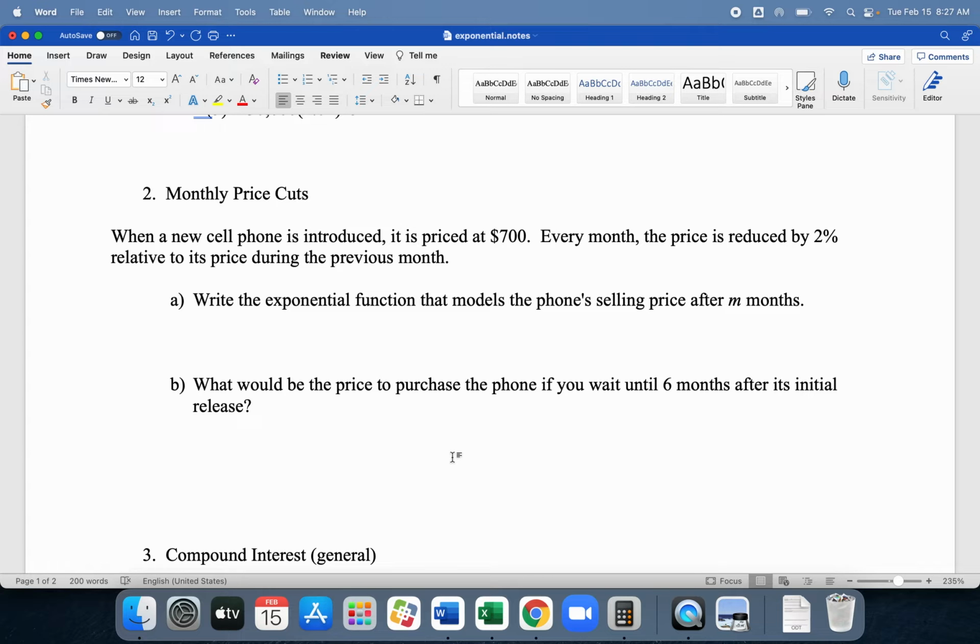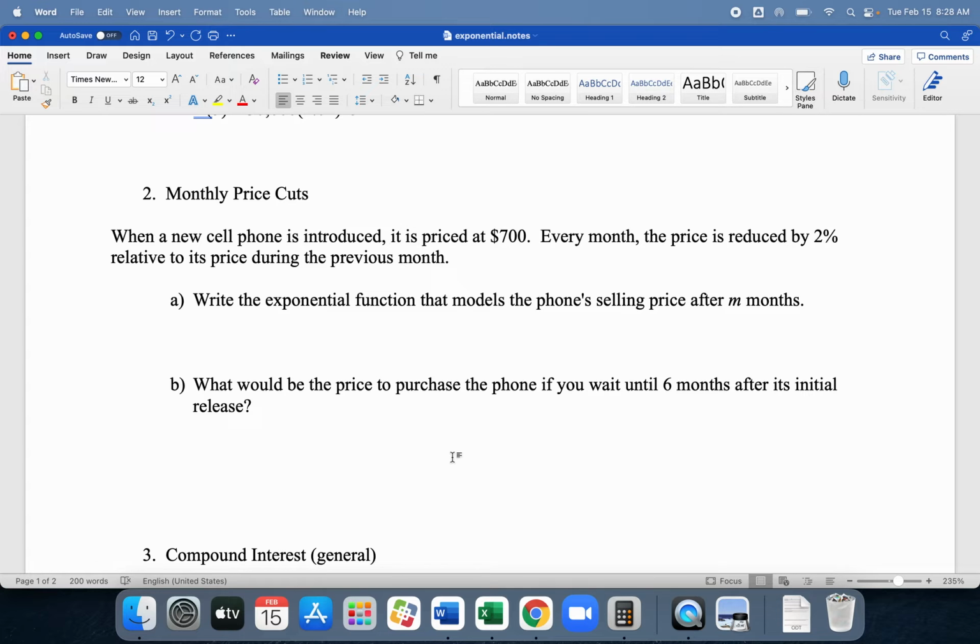Monthly price cut. When a new cell phone's introduced, it's priced at $700. Every month, the price is reduced by 2% relative to its price during the previous month. We want to write out a function that models the selling price M months after its introduction. It just says after M months.